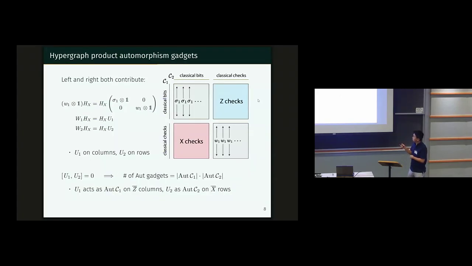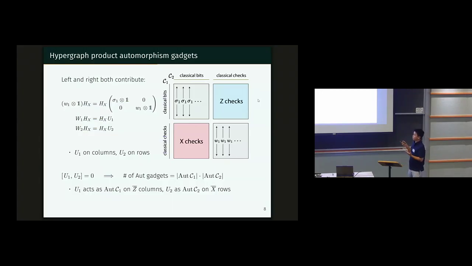So the intuition is essentially because a hypergraph product code is a product of 2 classical codes, you would say, okay, if the classical codes have some symmetry, then the hypergraph product code should also have some symmetry as well. It turns out this is essentially true.